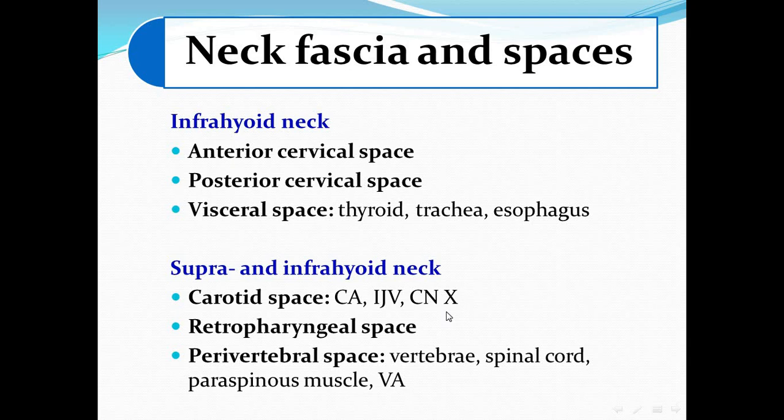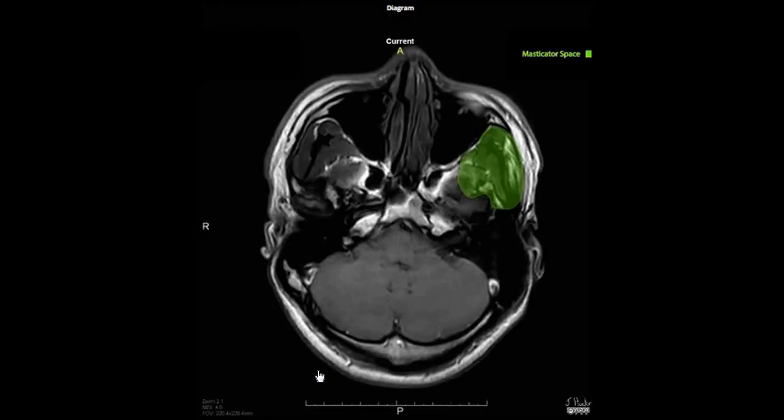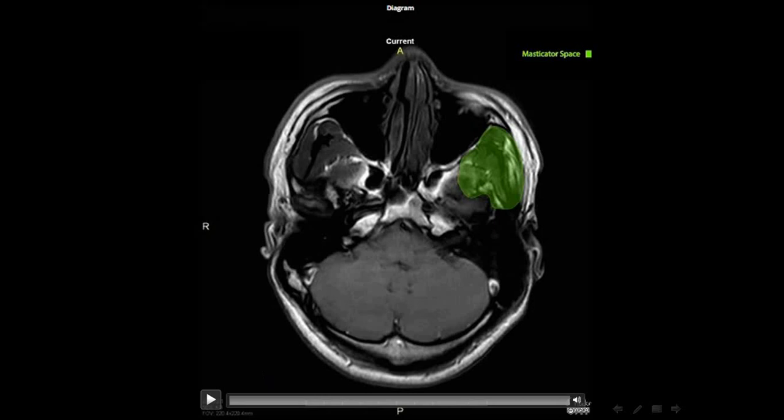The retropharyngeal space and danger space, and prevertebral space, which includes the vertebrae, the spinal cord, the paraspinous muscles, and the vertebral arteries passing through the transverse foramen of the transverse processes of the cervical vertebrae. So let's have this series here, which annotate these spaces.